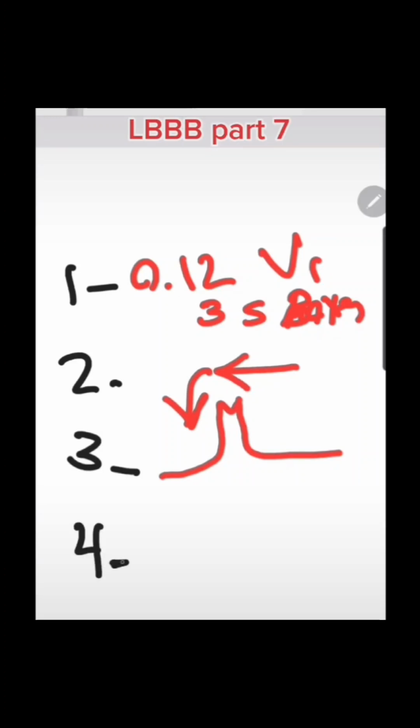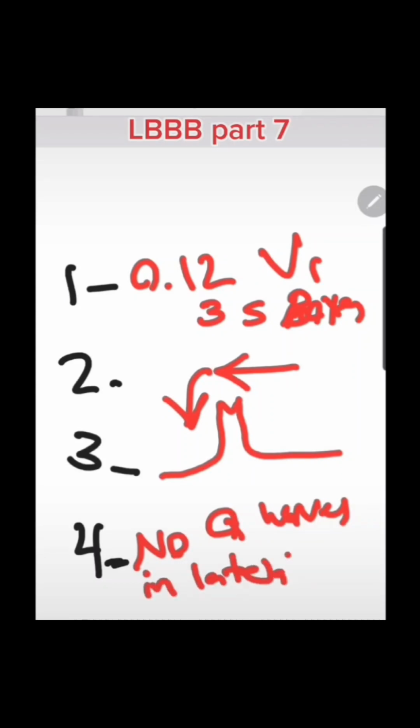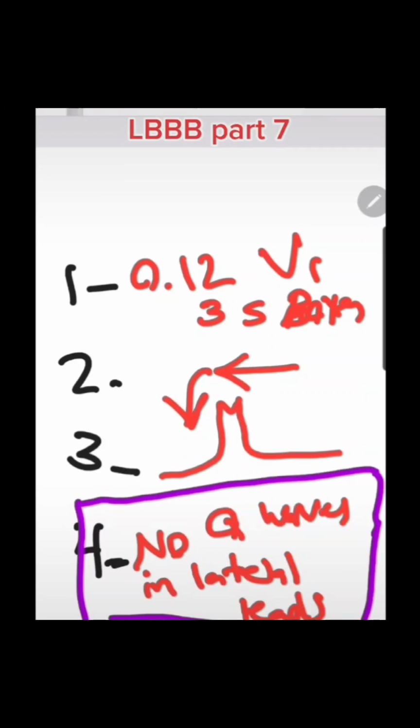And then finally, and most critically, no Q waves in lateral leads. This is the diagnostic criteria. This is the most important criteria that needs to be met for a 12-lead EKG to be considered a left bundle branch block. If you have a left bundle branch block pattern on an EKG, but there are Q waves in the lateral leads, what you have is not a true left bundle branch block. What you have is a non-specific ventricular delay.